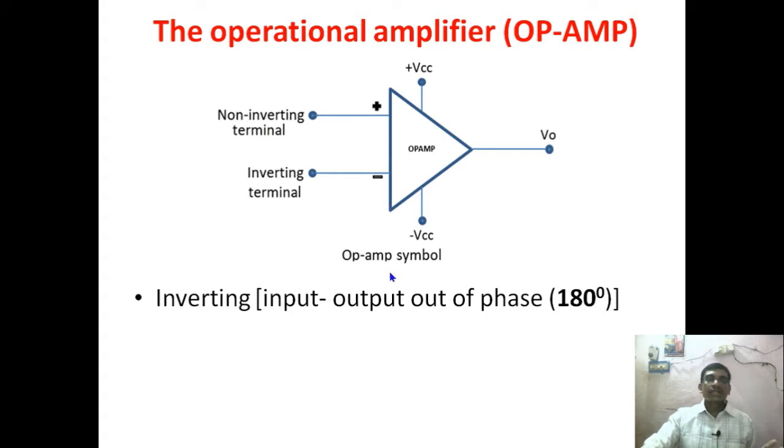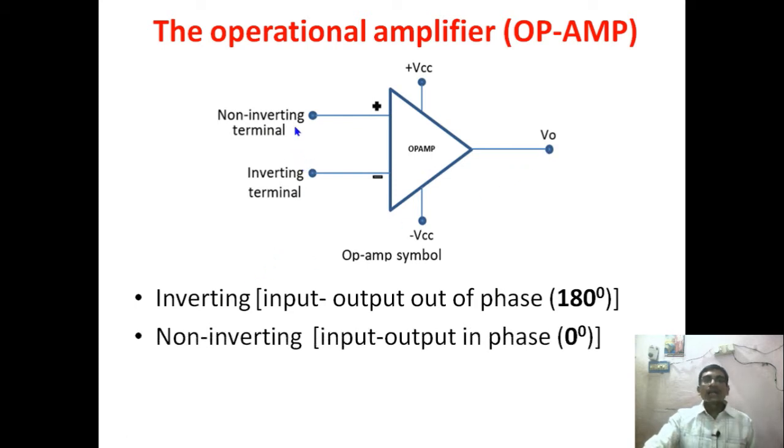Why is it called the inverting input? When we give the input signal to this, the output signal will be 180 degrees out of phase with the input. Suppose we give the positive half cycle to the inverting pin, then we will get the negative half cycle at the output terminal, because the input and output are 180 degrees out of phase. And next is the non-inverting terminal.